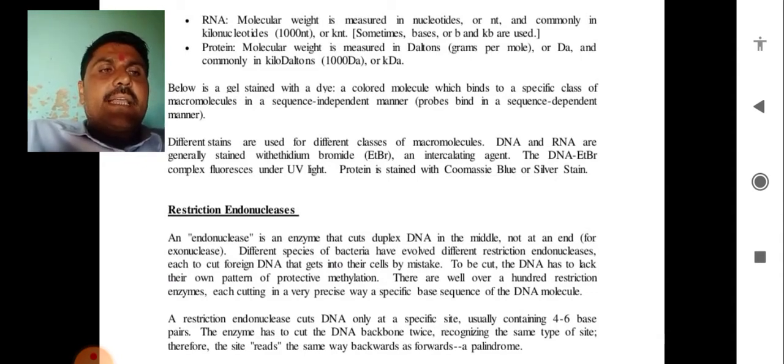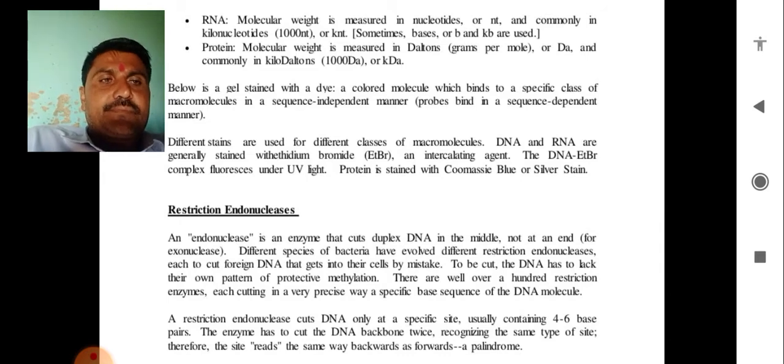To be cut, the DNA has to lack their own pattern of protective methylation. There are well over 100 restriction enzymes, each cutting in a very precise way, at a specific base sequence of the DNA molecule.